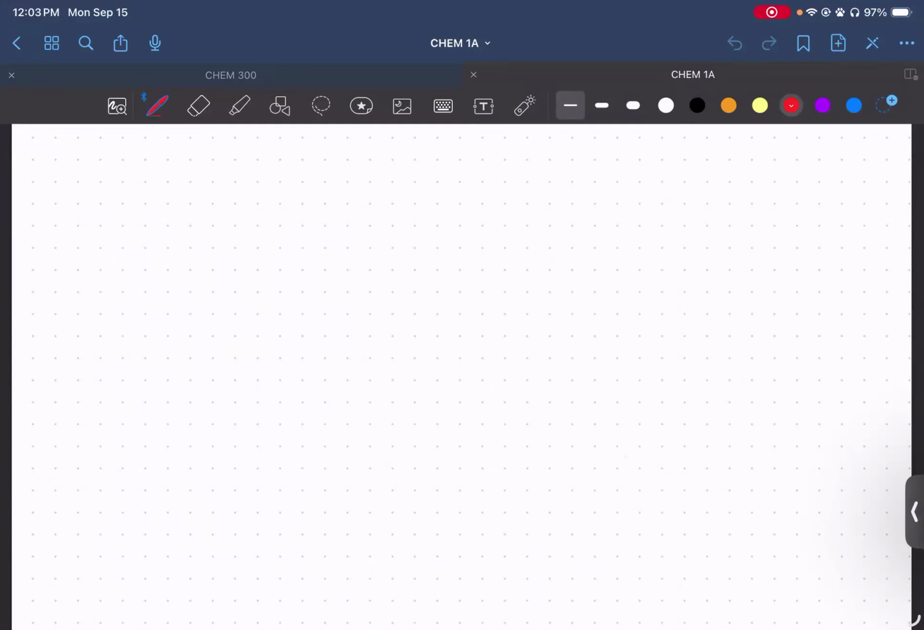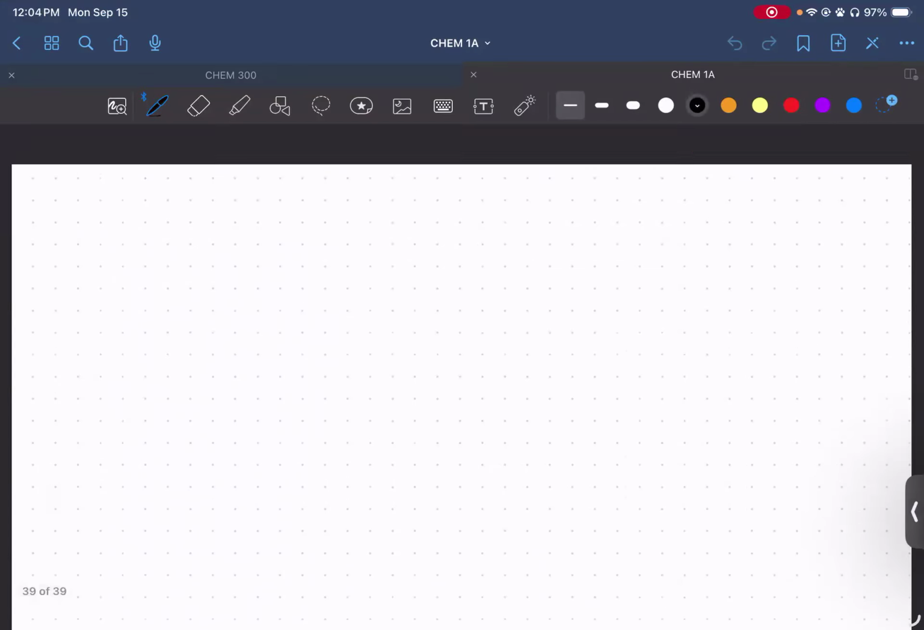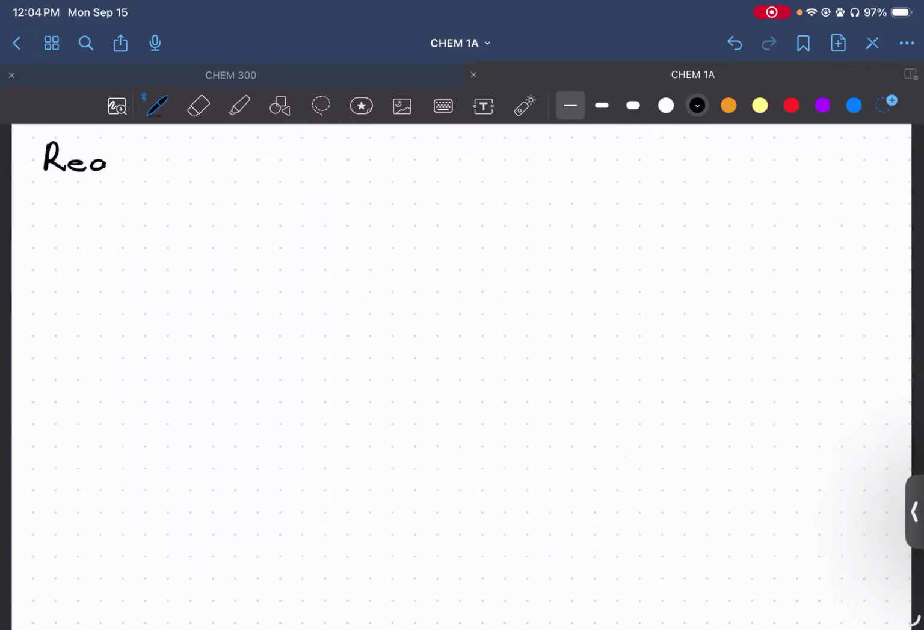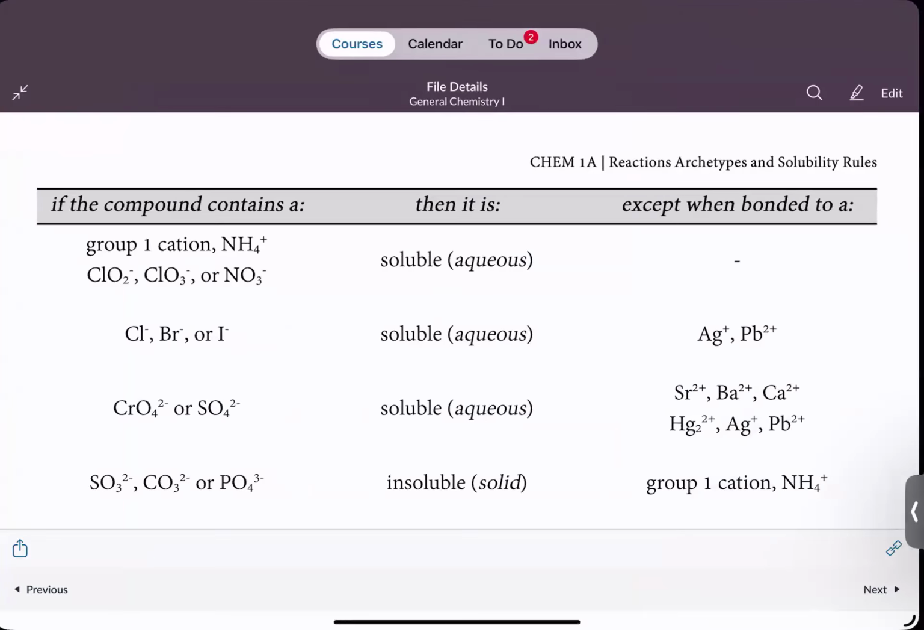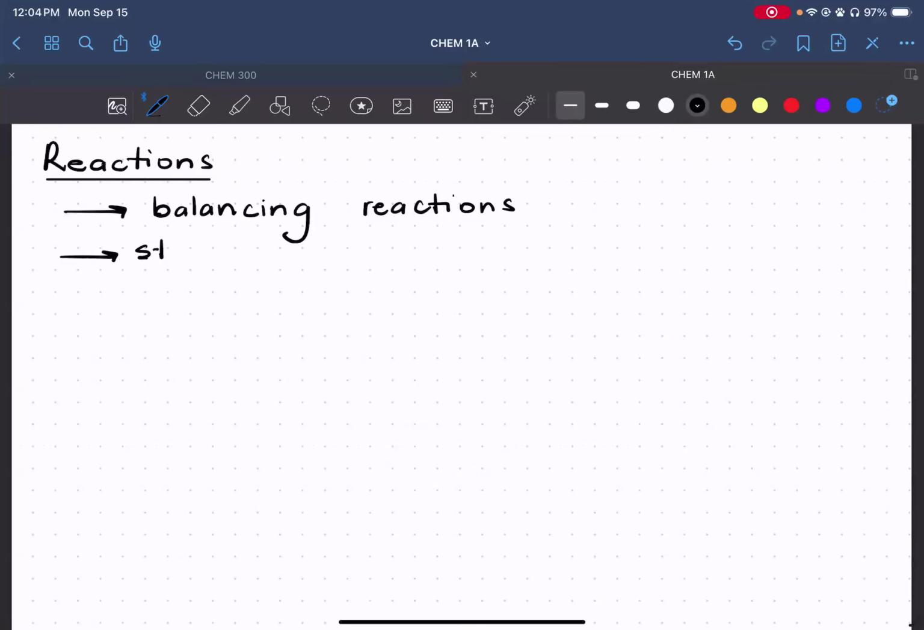All right. Today, our big topic is called reactions. We're going to go over a couple of things about reactions over the next couple of days. First and foremost, we're going to understand what exactly is called balancing reactions. We're going to go over and try to understand something known as state symbols. And state symbols go hand in hand with what is known as solubility rules.